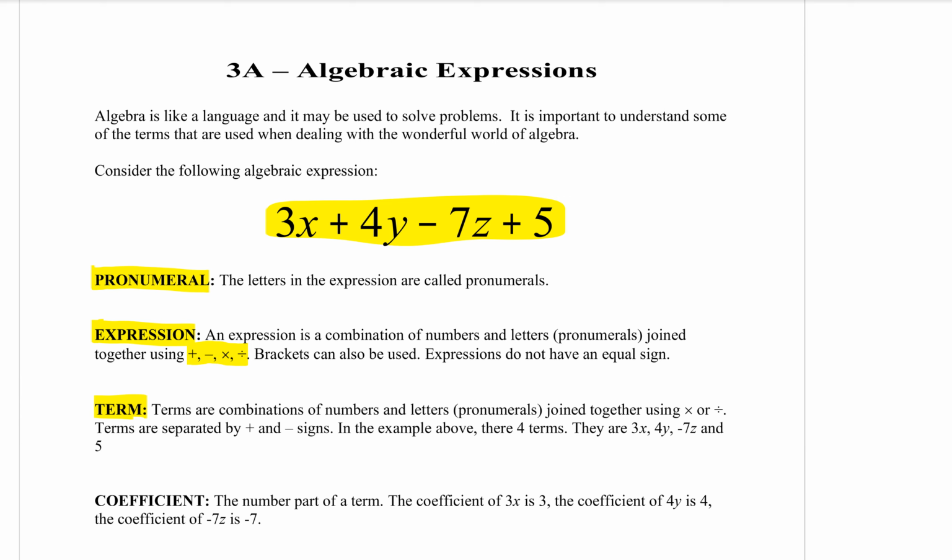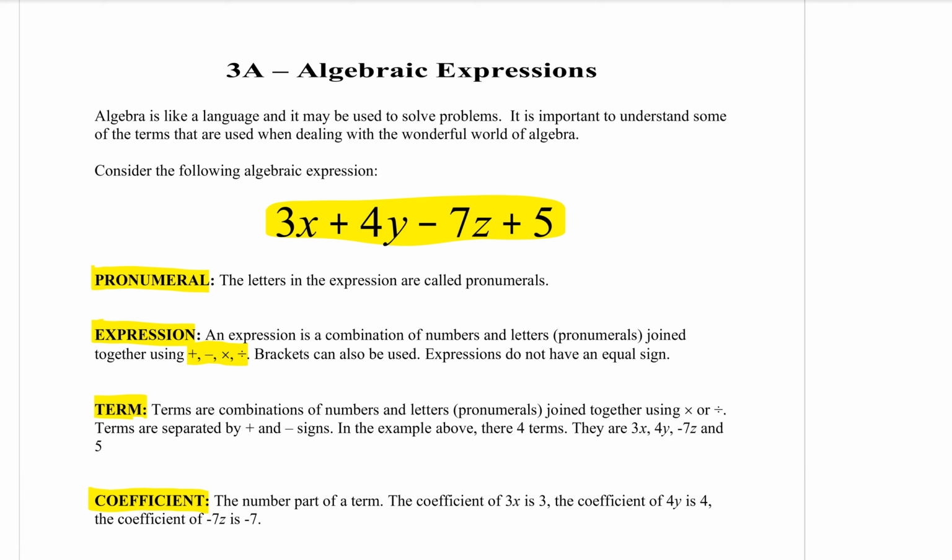Coefficient. The word coefficient means the number in front of the letter. So if I ask you for the coefficient of the x, you find the x and you want the number in front of the x, which is a 3. What about if I ask you for the coefficient of the y? 4. What about if I ask you for the coefficient of the z? It's actually minus 7, because if there's a minus sign, you've got to include the minus. So it's just the number that is in front of the letter that I tell you.